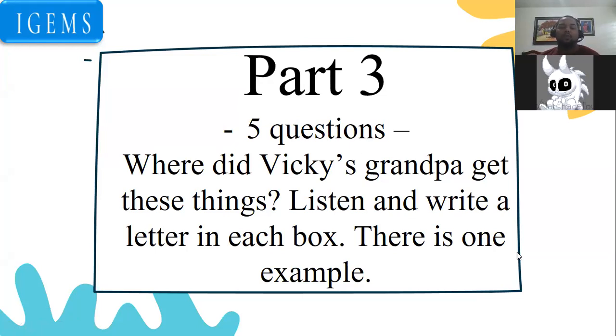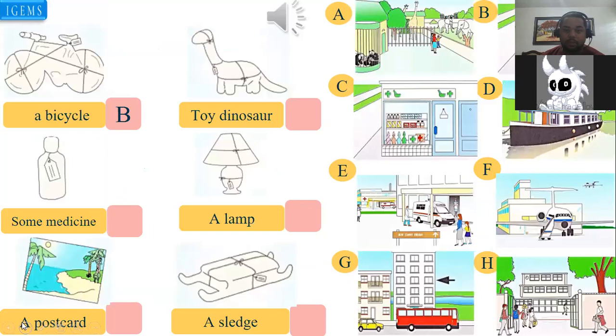Part number three, 5 questions. Where did Vicky's grandpa get these things? Listen and write. So now you want to be writing, and after that, you will have the privilege to clean up the board. Where did Vicky's grandpa get these things? Listen and write a letter in each box. There is one example. Look at this.